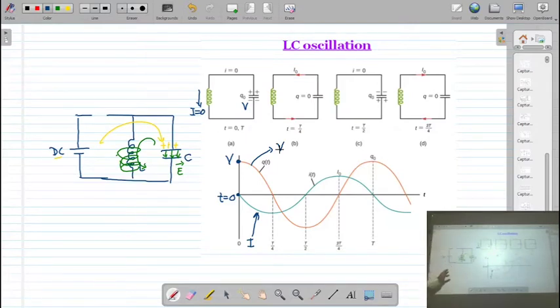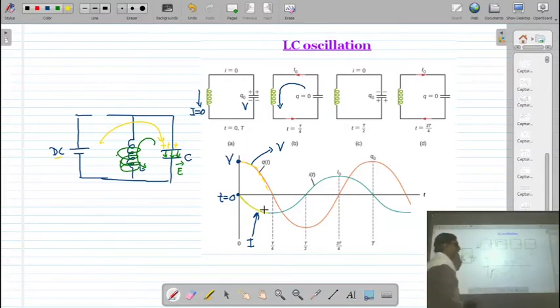Now when we remove this battery, what will happen? Your capacitor is going to be discharged through this inductor, and the flow of current will be like this. So the voltage across the capacitor goes on decreasing, and as the voltage is decreasing, it means now the maximum charge is in the inductor, and that is forming a current. Due to this, the value of the current goes on increasing.